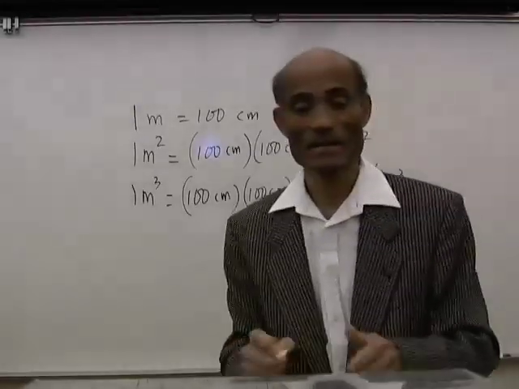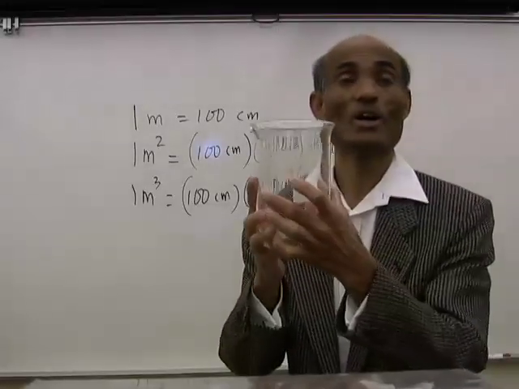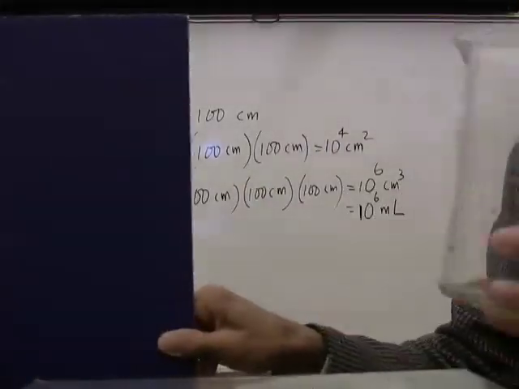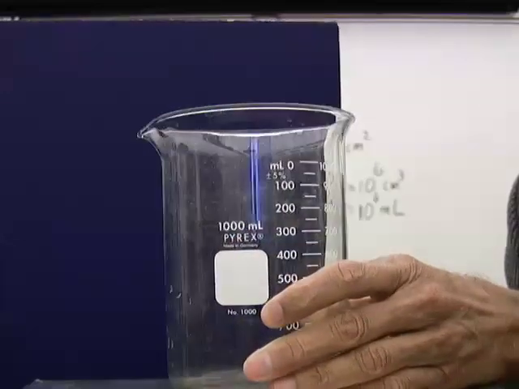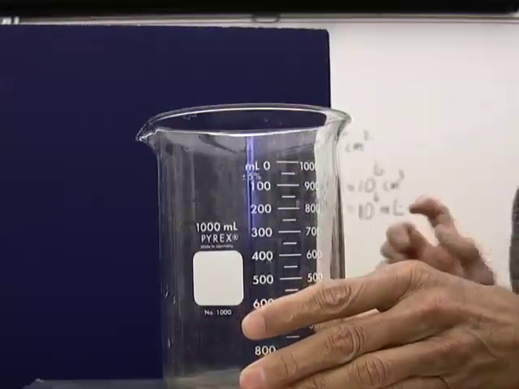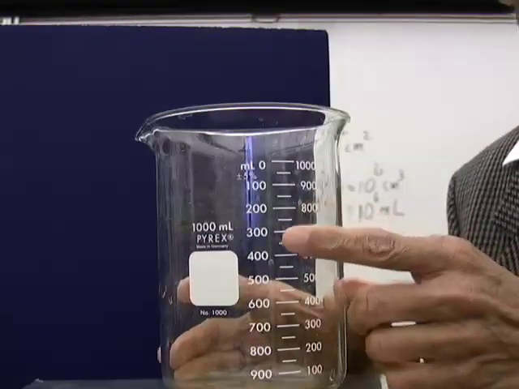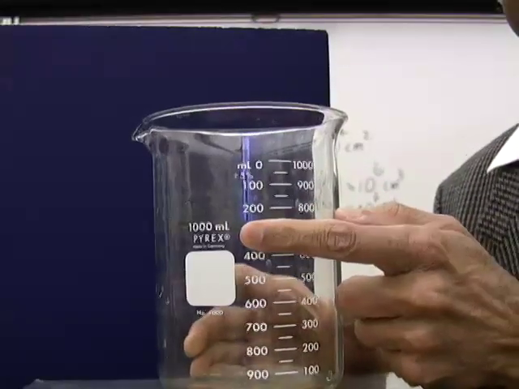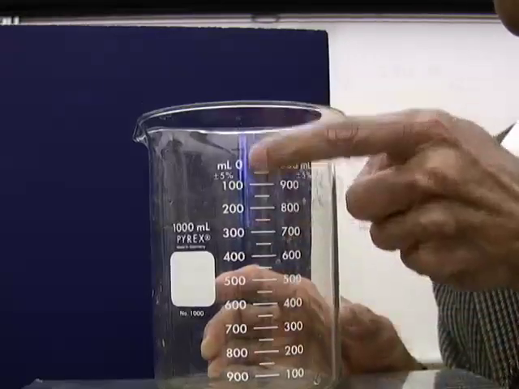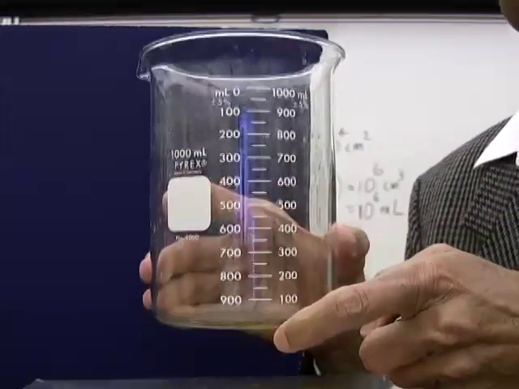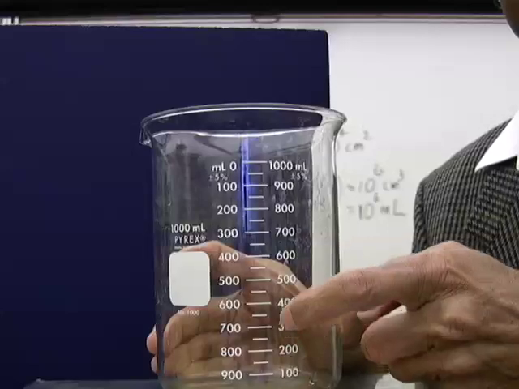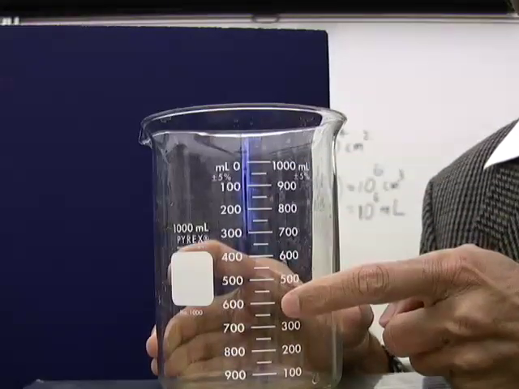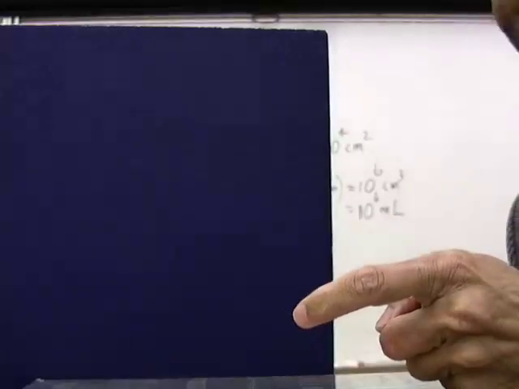What is a liter? I have a beaker here whose capacity is a liter. Now look at this beaker. It is 1000 milliliter. You can see it there. 1000 milliliter is the capacity of this. That means it will hold 1 liter. When you fill it up to here, it will be 1000 milliliter.